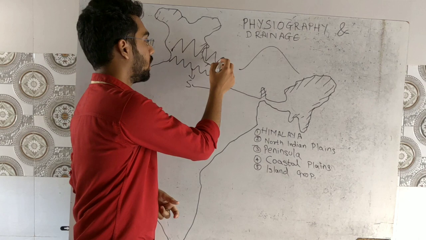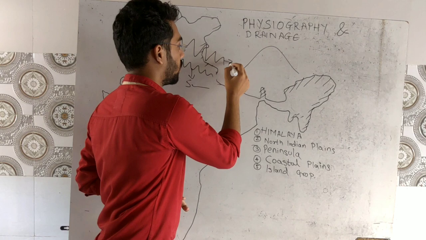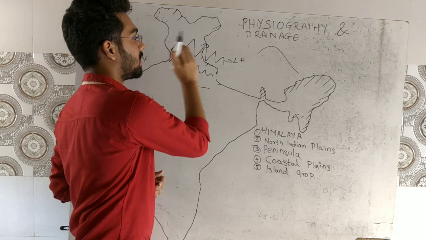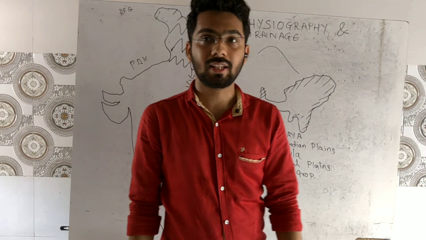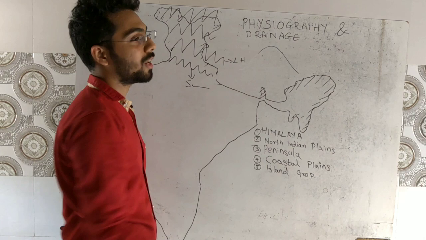The second one is known as Lesser Himalaya. This mountain is known as Lesser Himalaya. Next to Shivaliks is the Lesser Himalaya. And next to that are the Greater Himalayas, also known as Himadri Ranges. And after that, those mountain ranges over here are the Karakoram Himalayas, also known as Trans Himalaya.